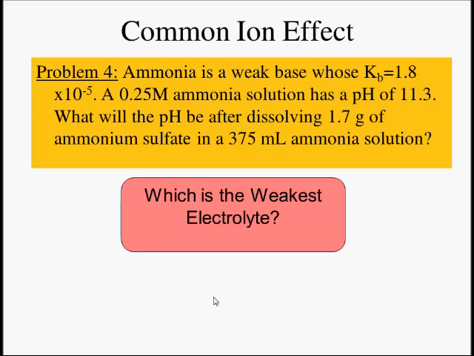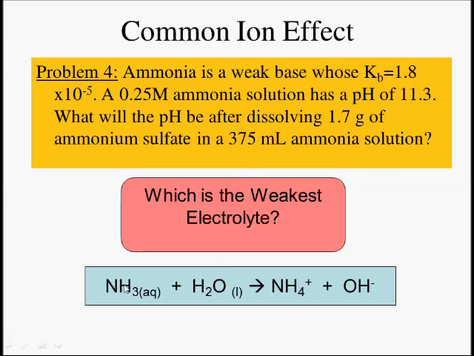Alright, so to solve this, the first question I ask myself is, who is the weakest electrolyte? I've got 2 substances. I've got ammonia and I have ammonium sulfate. Well, ammonium sulfate, ammonium compounds, I know ammonium is one of my super-soluble ions, so I expect that to fully dissolve. And ammonia, of course, I know is a weak base. That means that is the weak electrolyte. So my equation that I'm thinking in mind the whole time is the equilibrium of the ammonia.